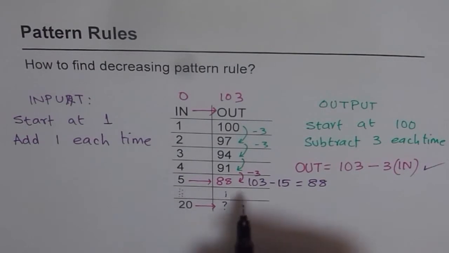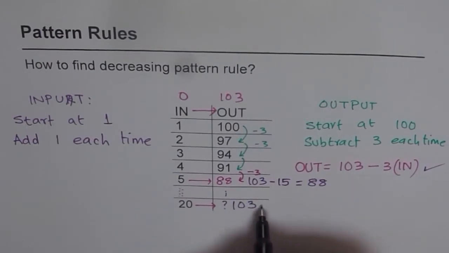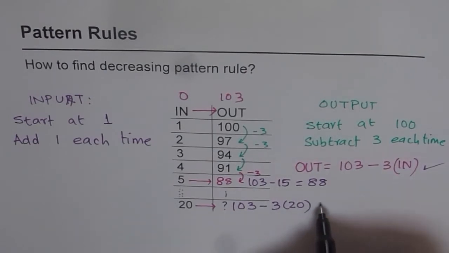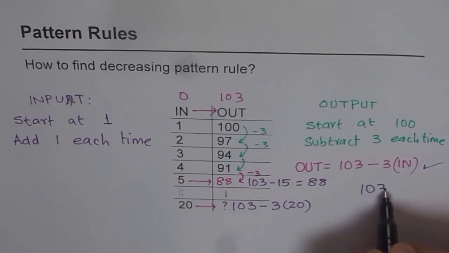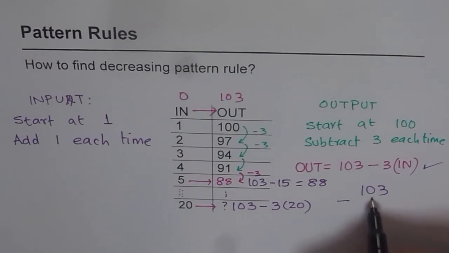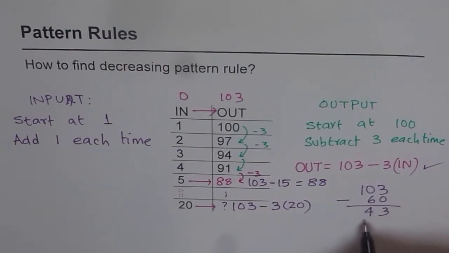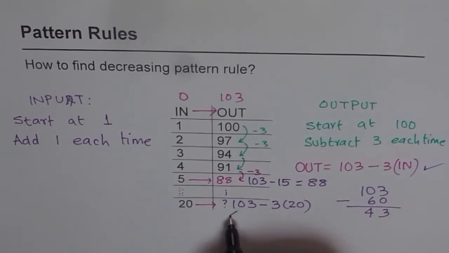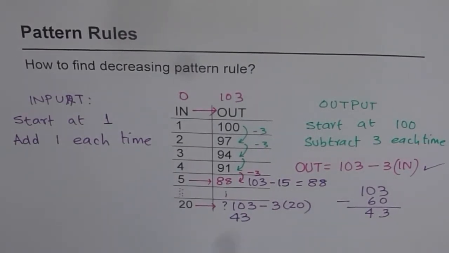So shall we apply it for 20 now? Let us do it. 103 minus 3 times 20. That means 103 take away 3 times 20, which is 60. What do I get? 10 take away 6 is 4, and 3 is left, so 43. Wow. So I should get 43. So 43 is my answer for 20 as an input. You see that? That is interesting.